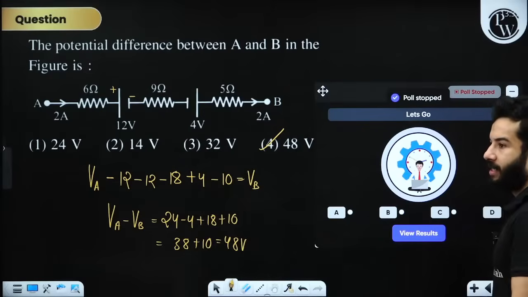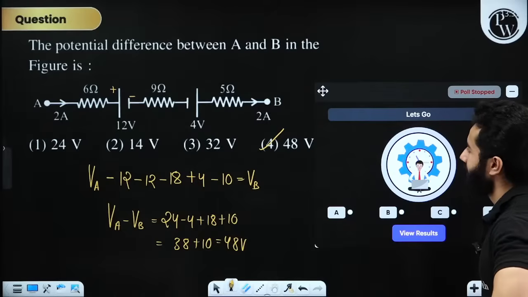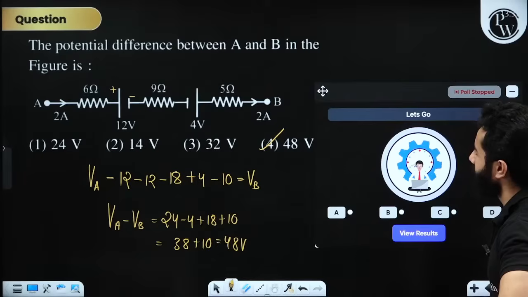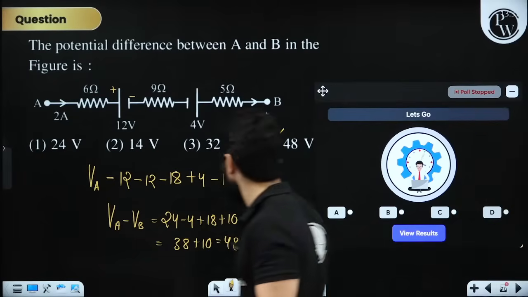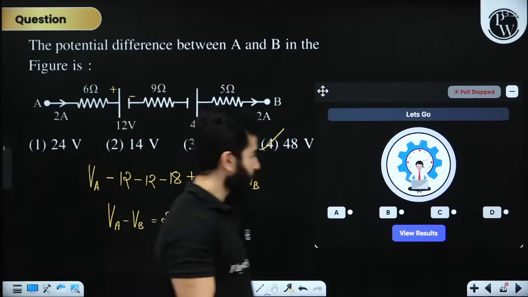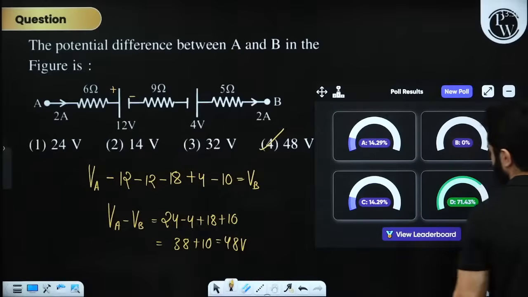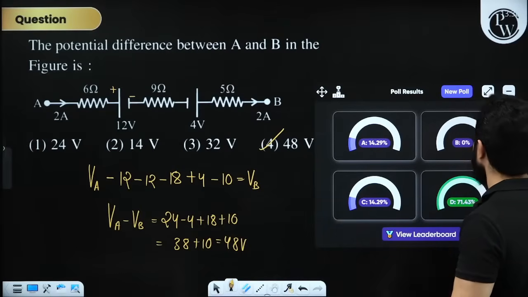Done, dosto? Clear? Please let me know in the chat box. Is everything correct? Please check. 48 is the correct answer. Why are you guys saying 32? 48 is absolutely correct. Please check again. Some of you were saying 24, some of you were saying C.